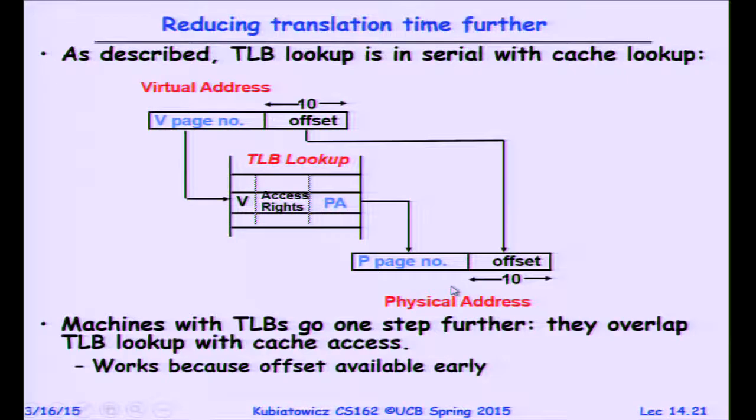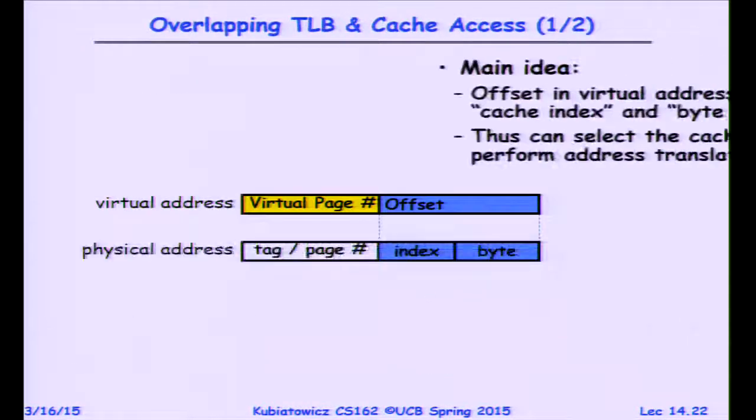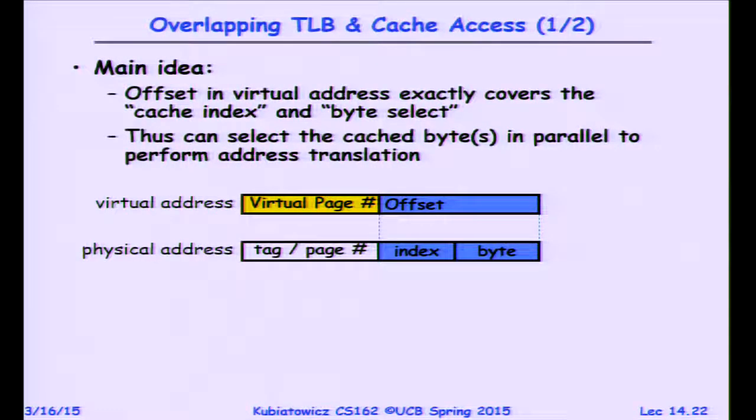And so they actually overlap the TLB with the cache access, okay? And here's the main idea. This is kind of fun if you have tendencies toward computer architecture. But the idea is the following. Start with a virtual address up here. It's got a page number and an offset. Everybody remember that? And what I'm going to do is be extremely clever in that the page offset portion is going to exactly overlap the index and byte offset portion of the cache.